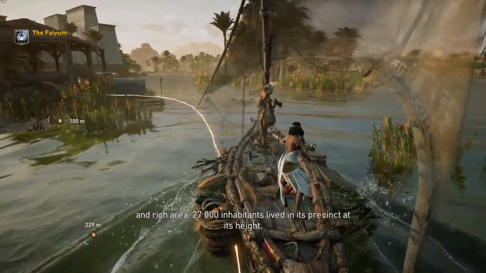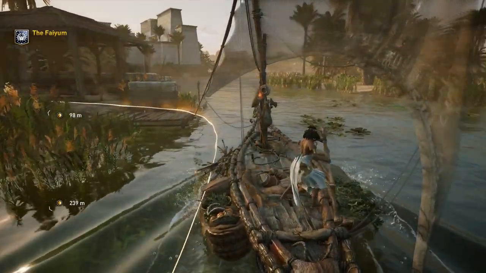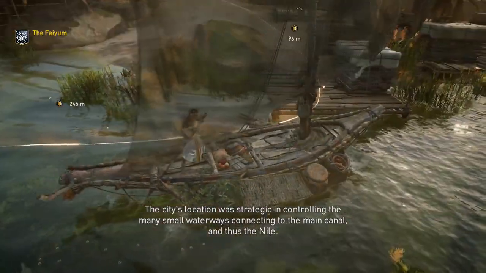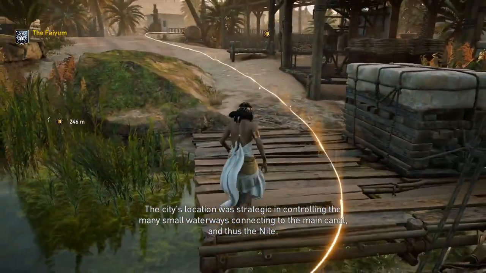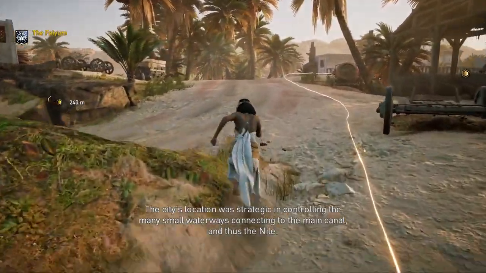27,000 inhabitants lived in its precinct at its height. The city's location was strategic in controlling the many small waterways connecting to the main canal, and thus the Nile.